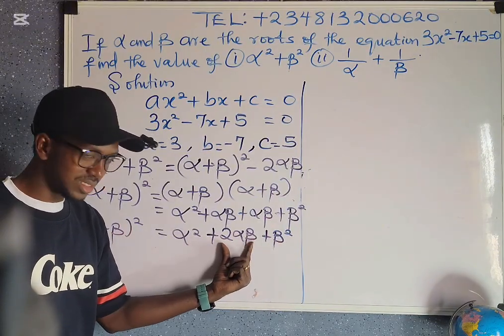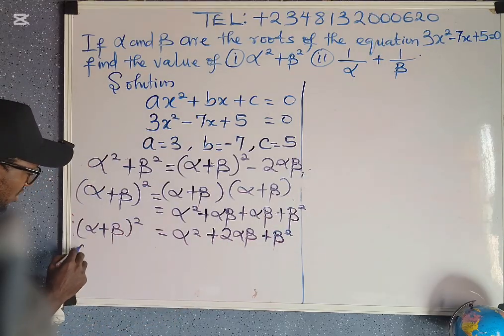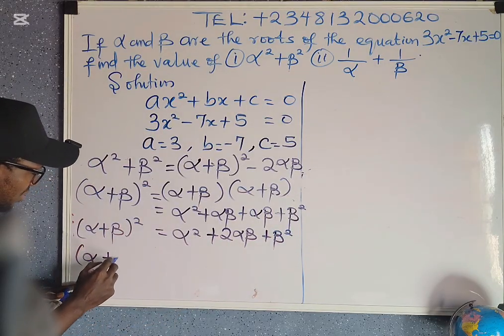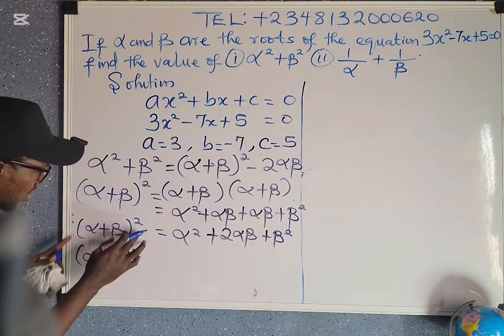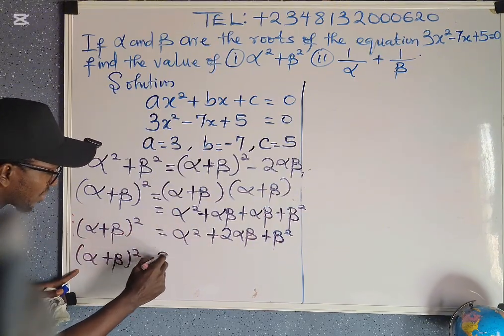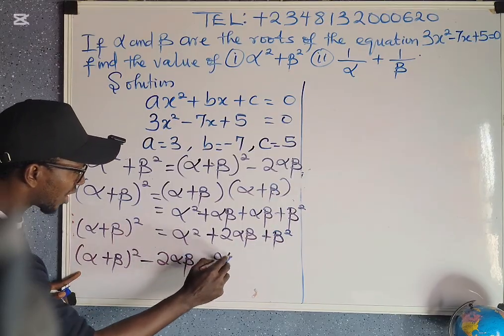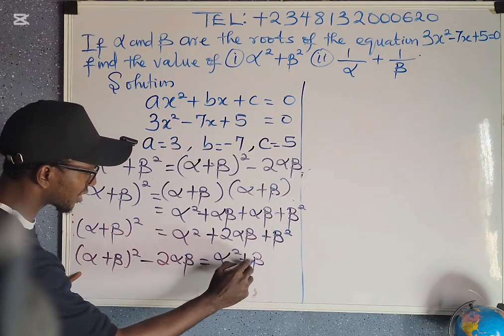But there is this 2 alpha beta in the right-hand side. So what I can easily try to do is to take it to the left-hand side. So that means alpha plus beta all squared, if this should come to the left-hand side, it becomes minus 2 alpha beta. So we are left with alpha squared plus beta squared.